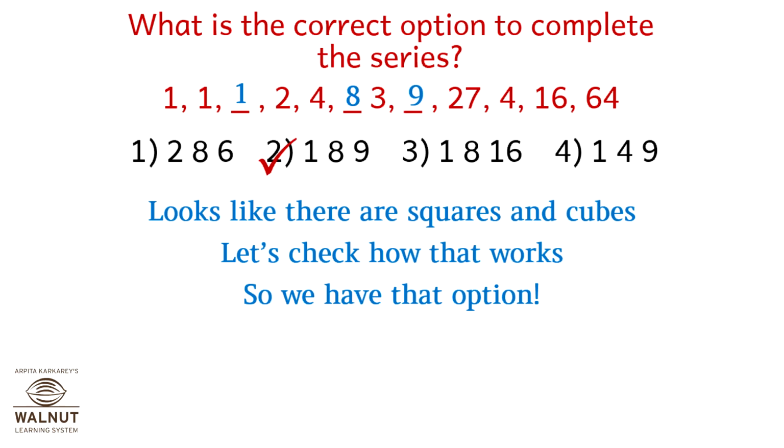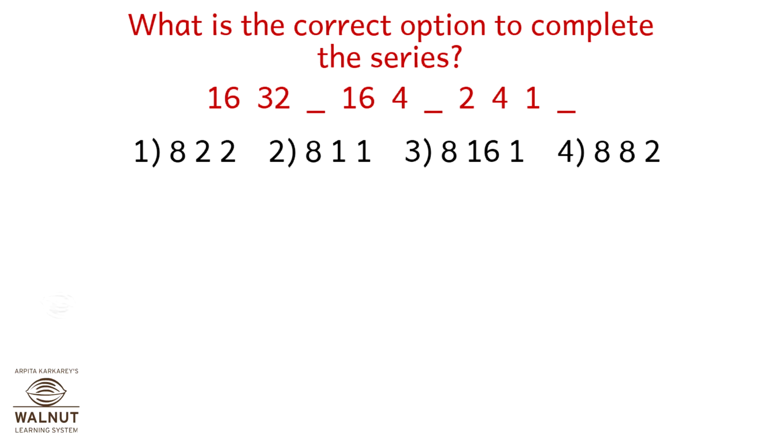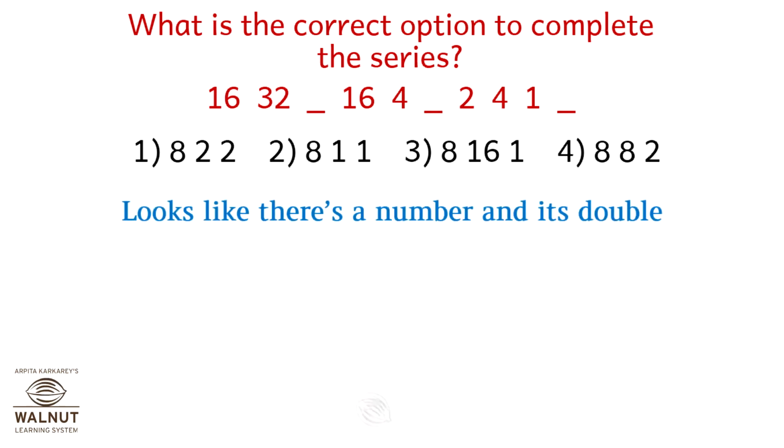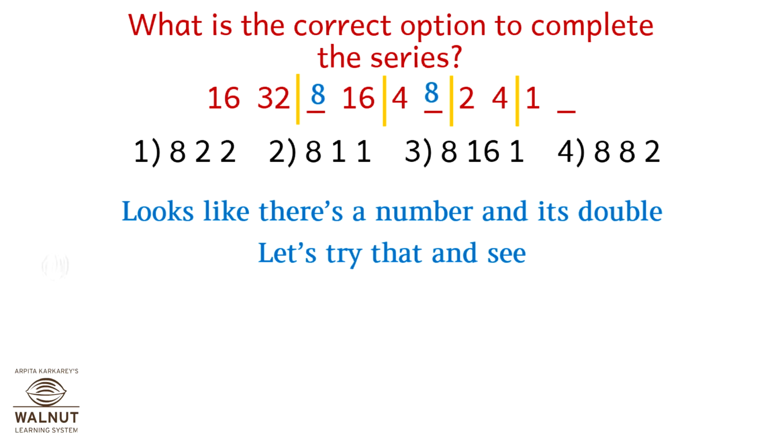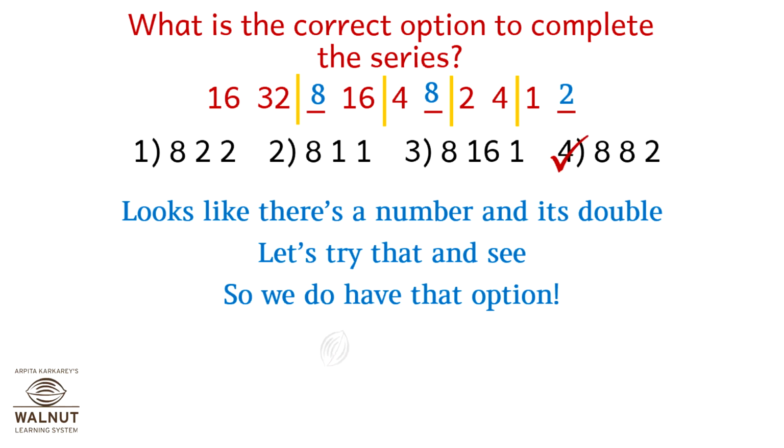Let's move on. What is the correct option to complete the given series? Looks like there's a number and its double. So let's try that and see. Let's draw lines after what we think is the number and its double. So we have 8 and 16, 4 and 8, 2 and 4 and 1 and 2. So do we have 8, 8 and 2 in the options anywhere? Yep, option number 4.